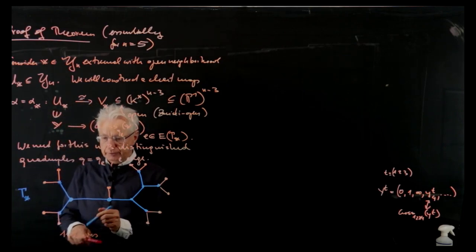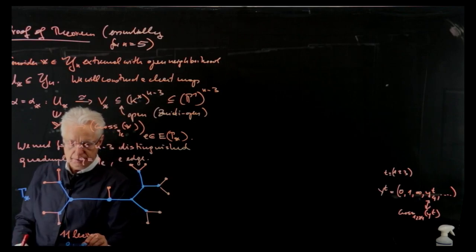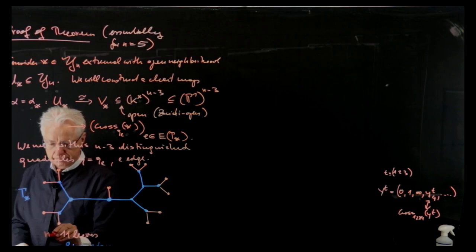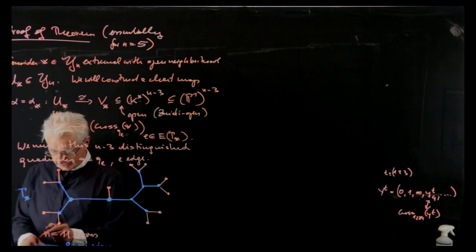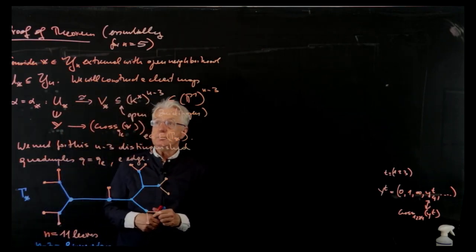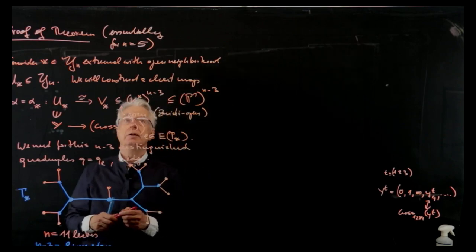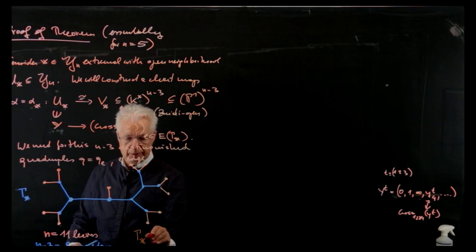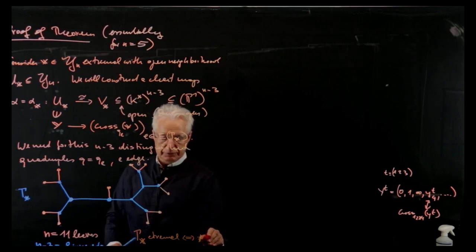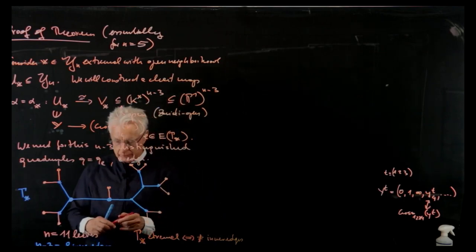And how many edges do we have? 1, 2, 3, 4, 5, 6, 7, 8. 8 inner edges. So the number of leaves is, of course, n. And 8 is then n minus 3. So being extremal, the tree is extremal, is equivalent to saying that you have n minus 3 inner edges. Okay, so gamma x extremal is equivalent to the number of inner edges being n minus 3.